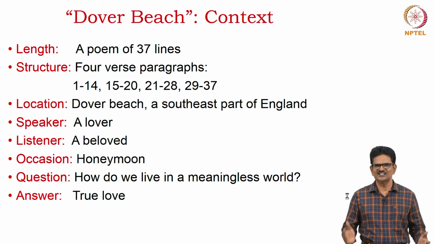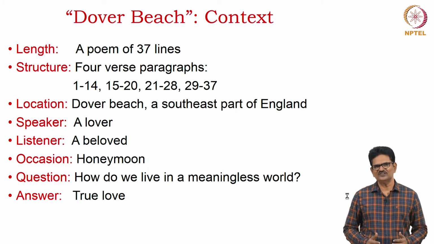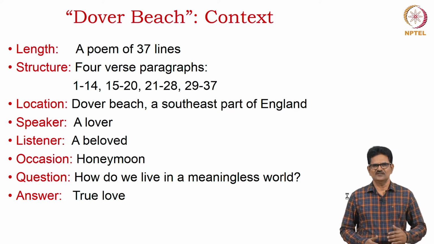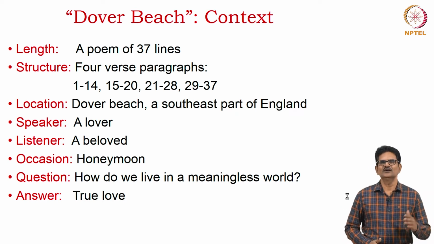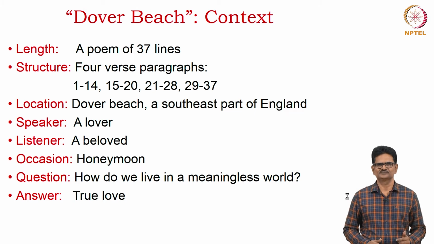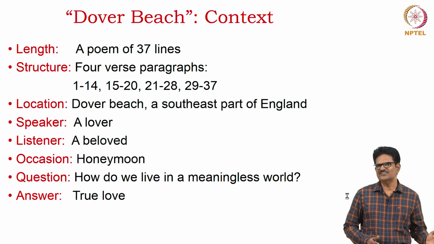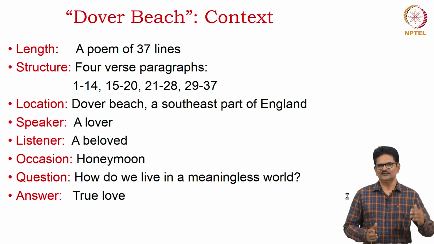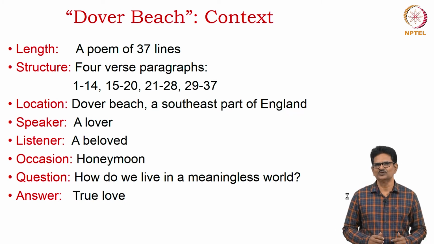We have totally 37 lines in this poem. Structurally, we find 4 verse paragraphs from line number 1 to 14, then 15 to 20, then 21 to 28, and lastly from 29 to 37. The whole poem takes place at a place called Dover Beach, which is a southeast part of England. We have a speaker and a listener, that is the lover and the beloved. We also have a context or an occasion, that is the lover and the beloved have their honeymoon.